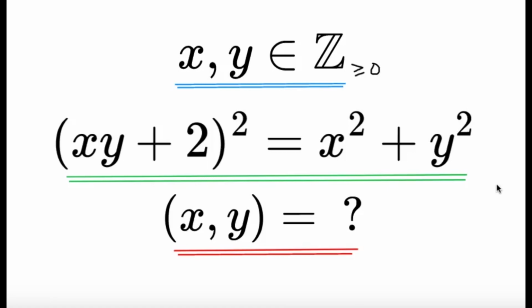Let x and y be non-negative integers, greater than or equal to 0, such that the following equation holds: (xy + 2)² = x² + y². So find all possible ordered pairs (x, y).